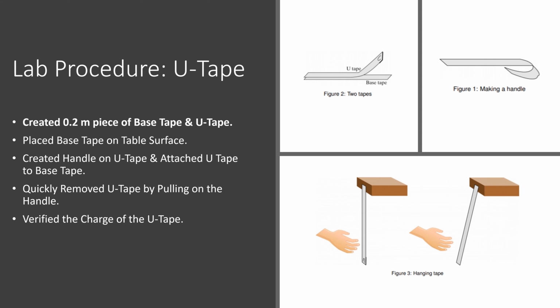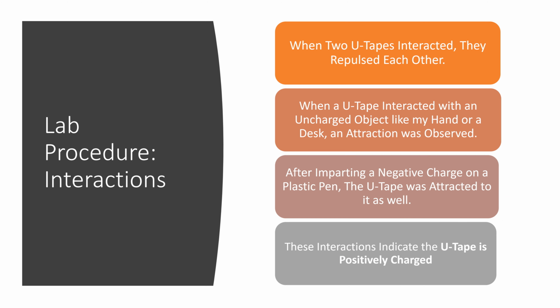I created a handle on the U-tape as shown in figure 1 and attached the U-tape to the base tape. I then quickly removed the U-tape by pulling on the handle as shown in figure 2, and then I verified the imparted charge on the U-tape by hanging it from the table and placing my hand close to it as seen in figure 3. The next step of the lab was to observe the interactions between the 2 U-tapes to determine the charge. I observed that the U-tapes repulsed each other and the U-tape was attracted to the negatively charged plastic pen, indicating that it was positively charged.